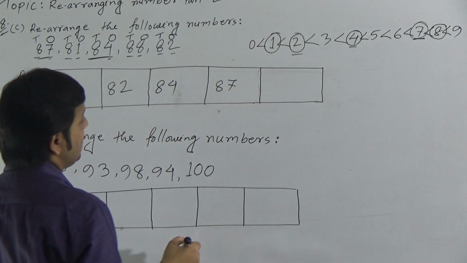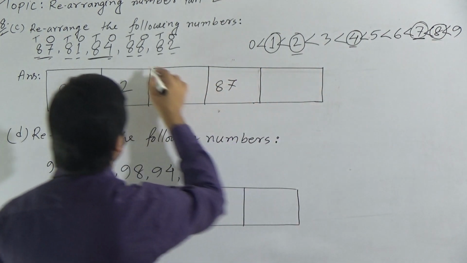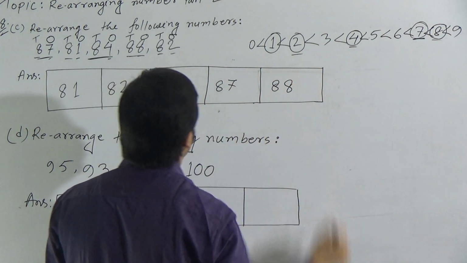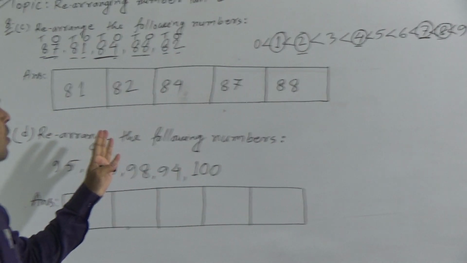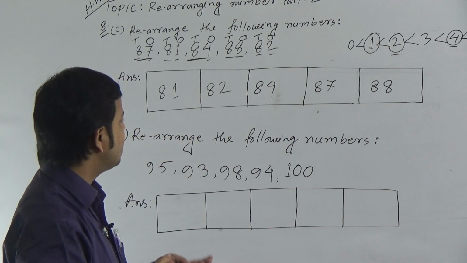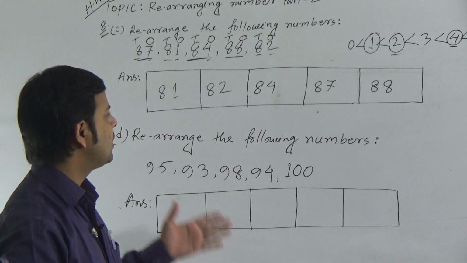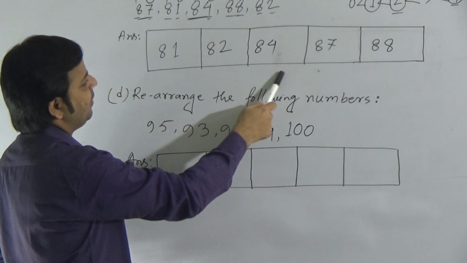Okay, dear students, now the last number, here ones place is 8, and here is ones place 8, that is 88. Okay, dear students, I hope you have understood how to identify the number which one is smallest, and then you will get the next one larger than the first one.